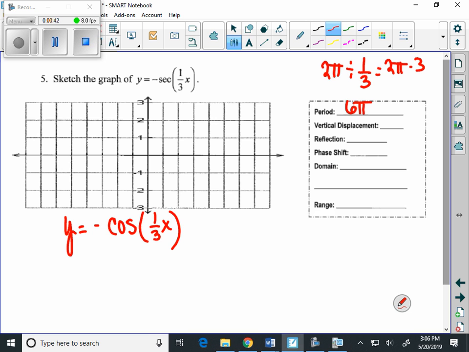And let's just label right now before we forget. 1, 2, 3, 4. Here's 6 pi. Didn't show up very well. I'm going to try one more time. 6.